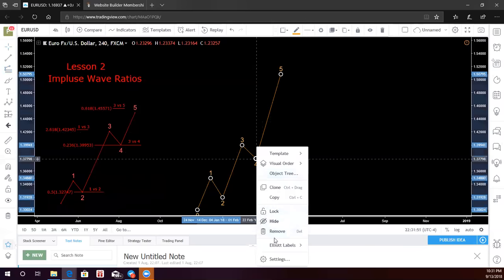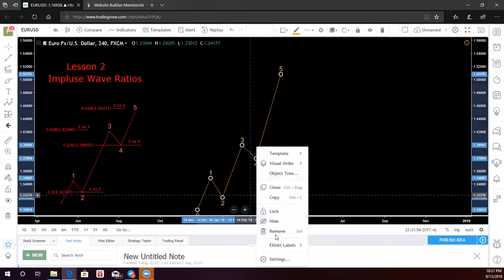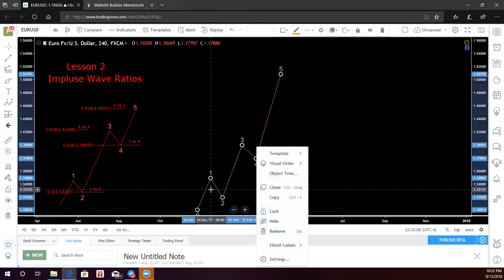Just some tips to keep in mind when you're plotting Elliott and using fib to find the ratios for it. But that's about it for lesson 2. And we'll see you guys on lesson 3.